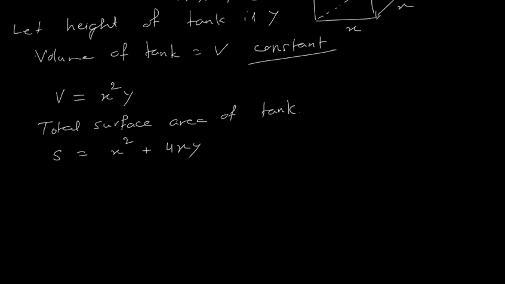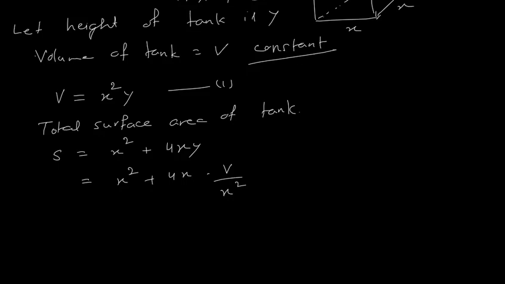Now we have to check when our surface area is minimum. For that we have to differentiate. Before that we have to convert this into one variable. So let us say this is equation 1, and this is x square plus 4x. Now y I will write as V upon x square. So either I convert x in terms of y or y in terms of x. Now here it is easy for me to convert y in terms of x. Okay, y is V upon x square.